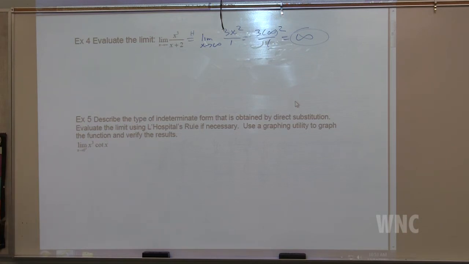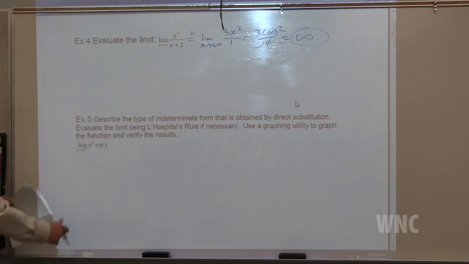I'm going to move on to example 5. Describe the type of indeterminate form that is obtained by direct substitution. Evaluate the limit using L'Hopital's rule, if necessary, and use a graphing utility to graph the function and verify the results. I'm not going to graph it though, but these are directions from the homework part.